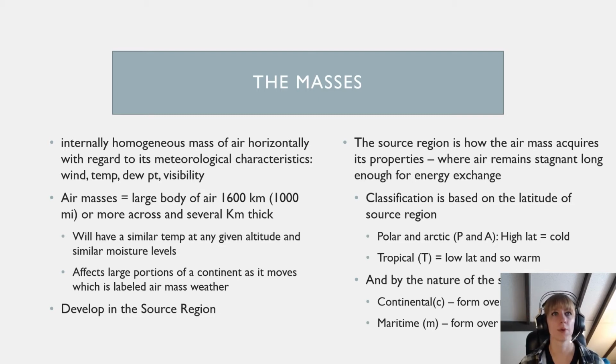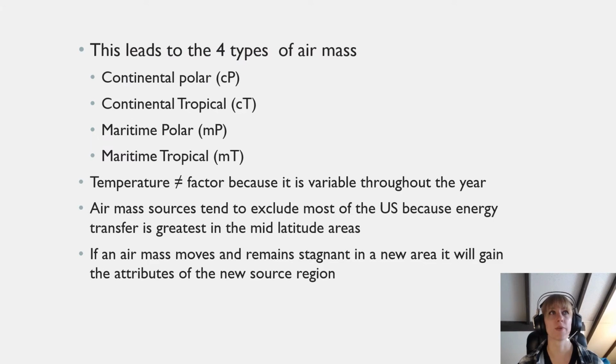Okay. And we get all these little symbols from it. And all these symbols are very important. Polar, Arctic, tropical, continental, maritime, right? Some of them are capital and some of them are lowercase, and that's on purpose. This leads to four types of air masses because of these source regions. So we have continental polar: continental is lowercase, polar is uppercase. Continental tropical. Maritime polar, little m, big P. Maritime tropical, little m, big T.